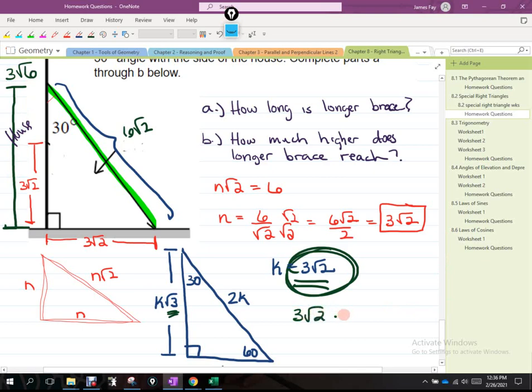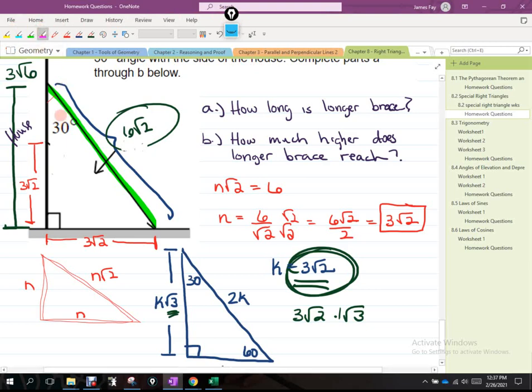3 radical 2 times radical 3. Multiply the radicands, you get radical 6. Multiply the coefficients, you get 3. So 3 radical 6. Is that all right? So it says, how long is the longer brace? That would be our 6 radical 2. They ask it in a nearest tenth, so you can use a calculator to make that a little bit easier on yourself. The next question is, how much higher does the longer brace reach than the shorter brace?